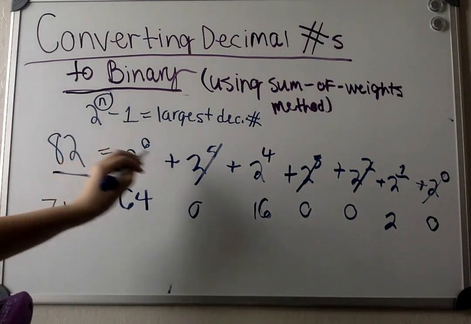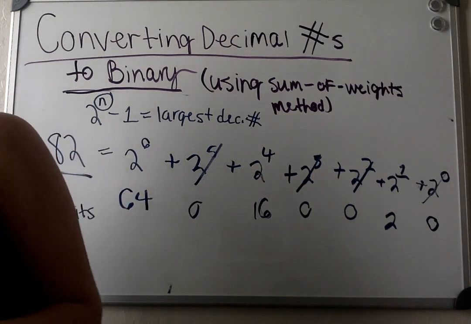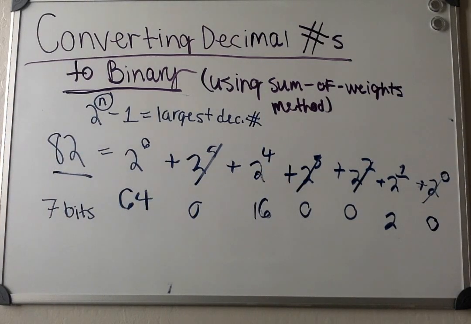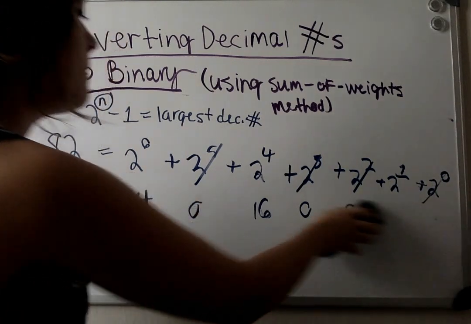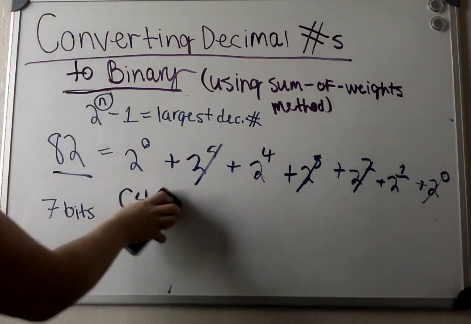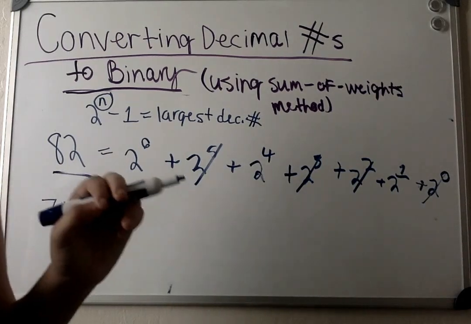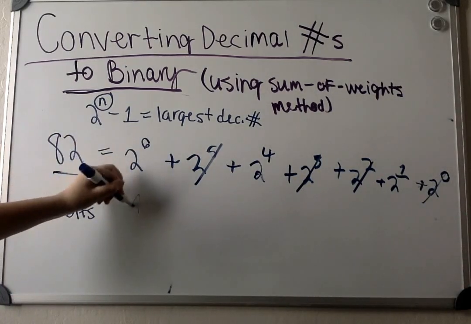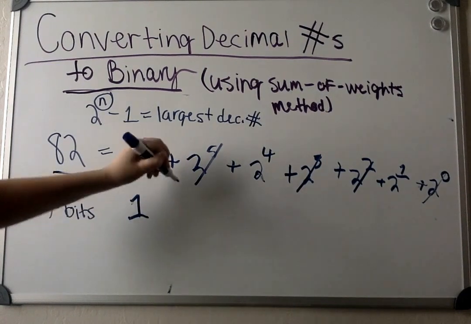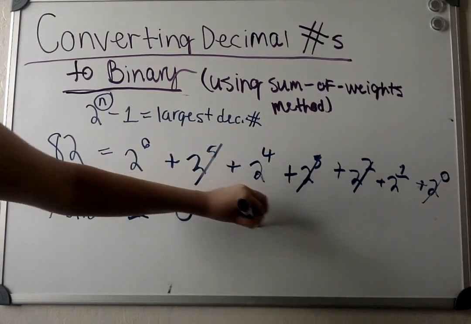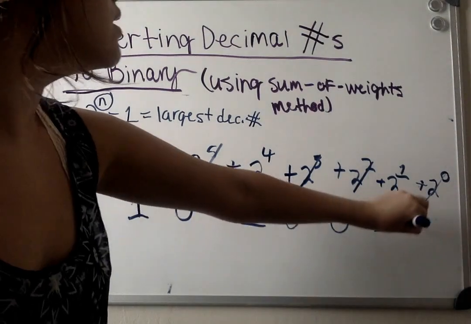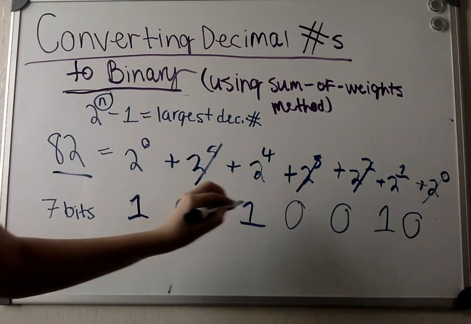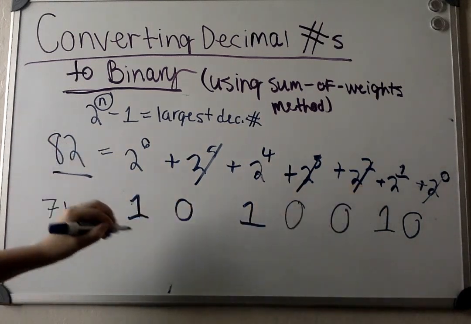So now we can write this in terms of binary. Why do I keep leaving my eraser over there? All the ones I crossed out are going to be zeros. All of the ones that I kept are going to be ones. So we have 1, 0, 1, 0, 0, 1, 0.